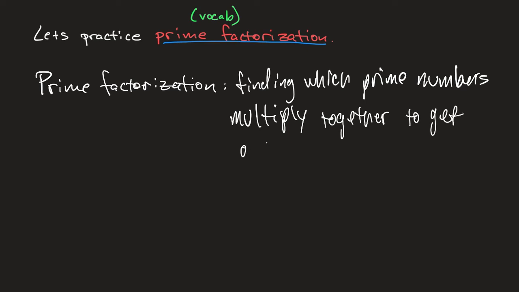So instead of making a list, sometimes we'll refer to this as the hockey stick method. Instead of making a list, we do something that looks kind of like a tree, and we're just listing the prime numbers that multiply together to give me an original number. Let's see what that looks like in practice.